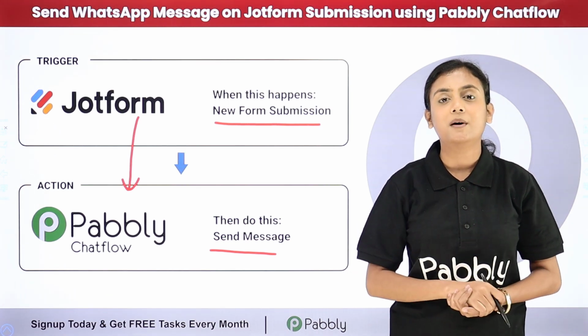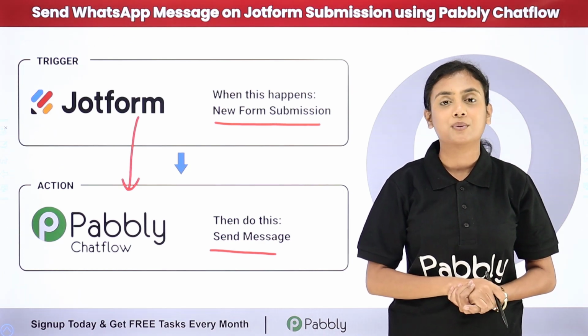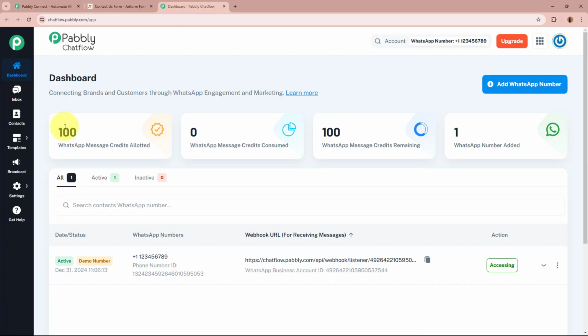So if you also want to learn about this amazing automation process step by step, let me take you to my screen. In this video, we're going to learn how to send WhatsApp message on Jotform submission using Pabbly Chatflow. So as an owner of a business, I use Jotform to collect important customers' information through contact form. And I also use Pabbly Chatflow to communicate with my customers on WhatsApp, ensuring I send personalized updates and build better engagement.